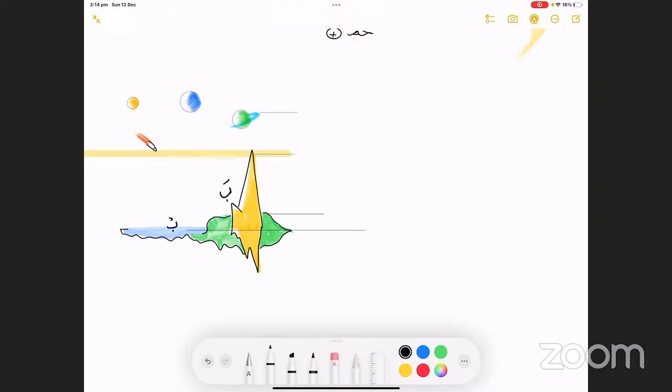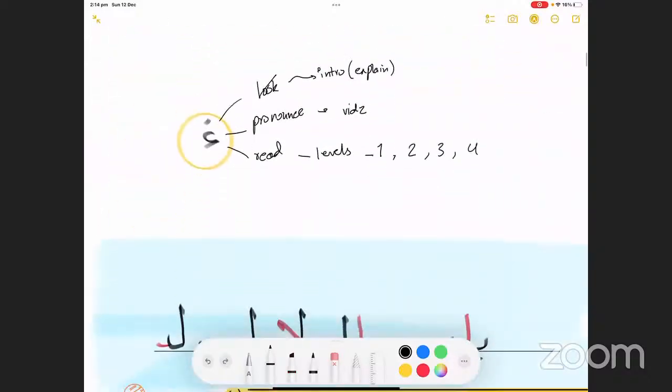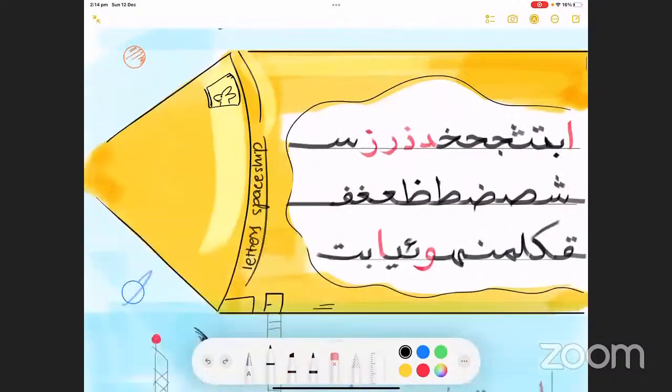Okay? Now, let's understand this. When letters have sukun, when they're silent, we cannot read them on their own. We need an active letter with them. Now, let's go back, inshallah ta'ala, to our original letters and let's try to learn this, yeah?